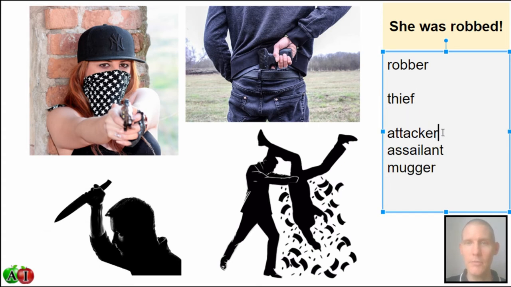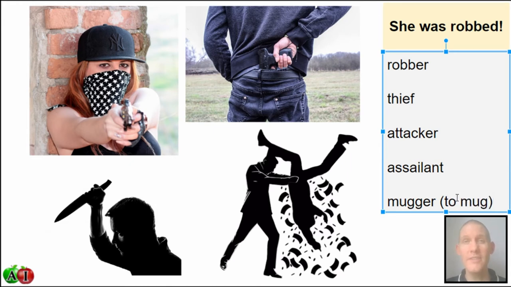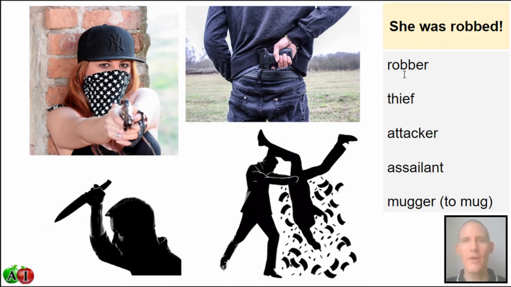Let me put some space in between. All right. And mugger is a noun, it's a person. The verb is to mug. So if you mugged someone, you stole from them, you robbed them, right? Okay, so let's say it again. Robber, thief, attacker, assailant, mugger, right? So she was robbed. The robber took her things. The thief attacked her and took her money. The attacker grabbed her and stole her stuff. Assailant is just a word for the attacker, the person who is using force to take something or force someone else to do something.